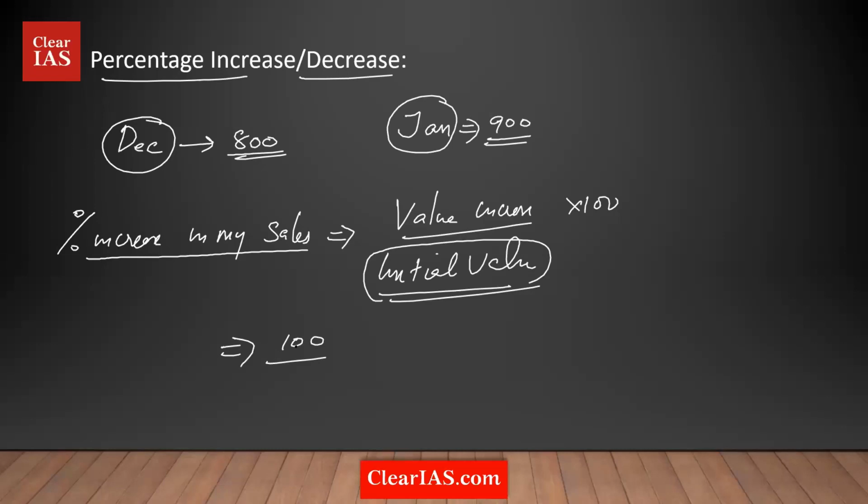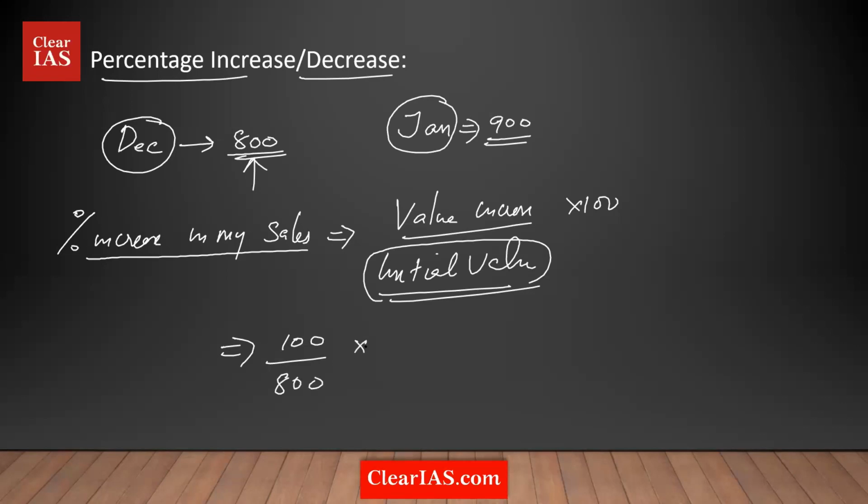And can you comment on the chat box? What would be the initial value here? That is the value you are starting with. So is it 800 or 900 is your initial value? Waiting for your updates. Sir, 800, 800. 800, right? This is where you start with. So 800 is your initial value.